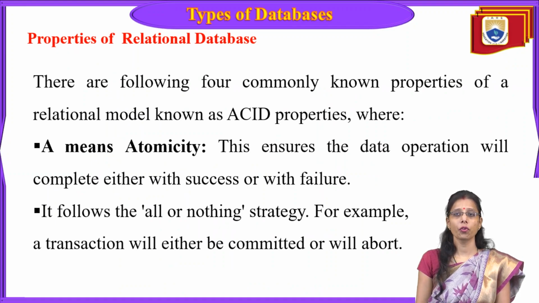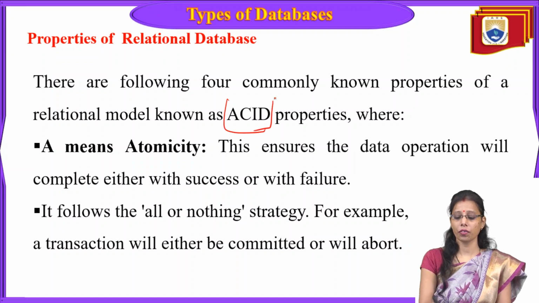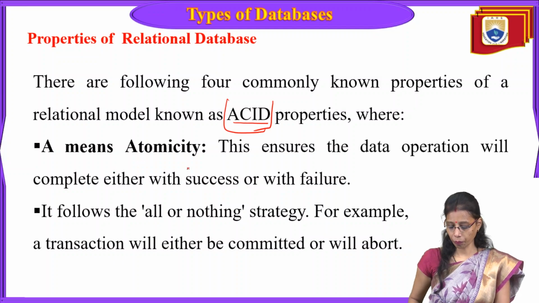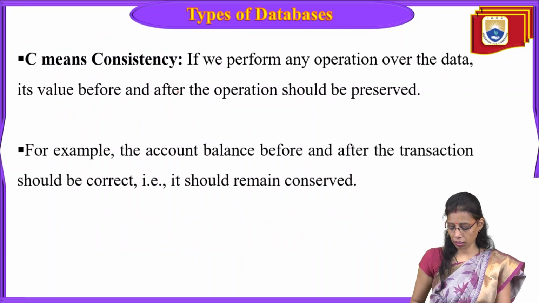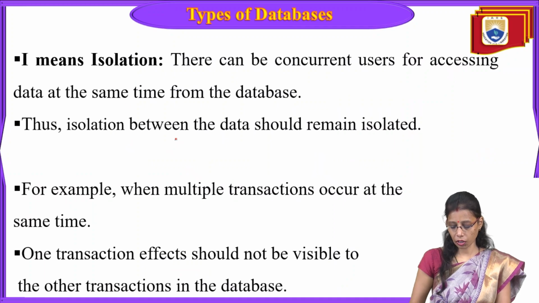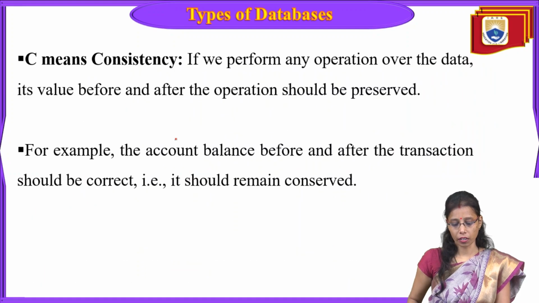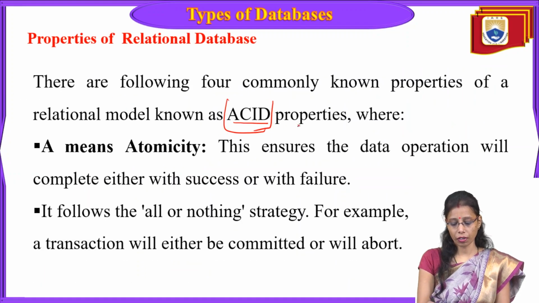There are four commonly known properties of a relational model, known as ACID. A means atomicity, C means consistency, I means isolation, and D means durability. So we have these four properties in the relational database.